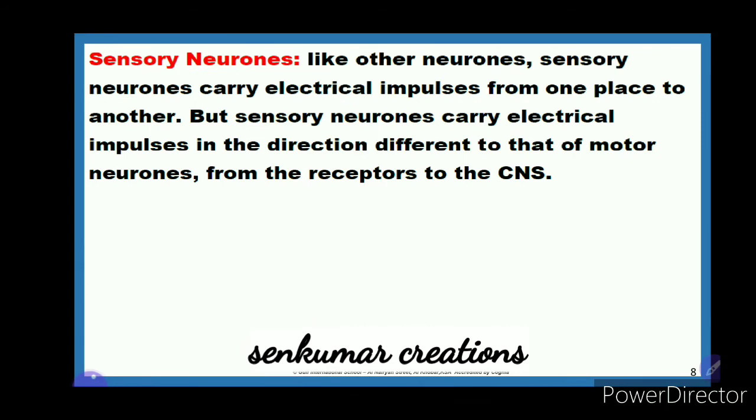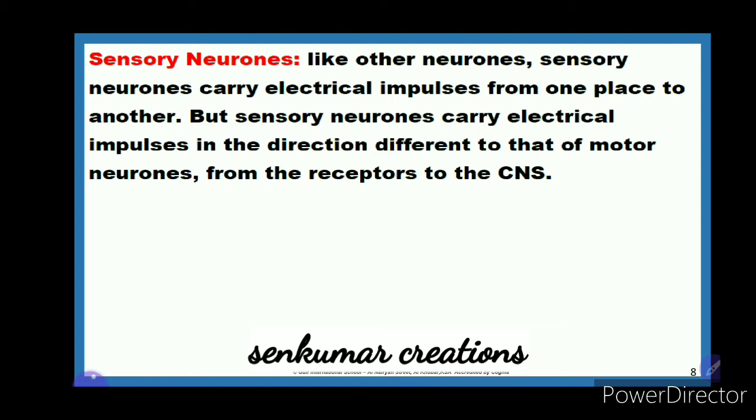Next we are going to see the second type, the sensory neurons. Like the motor neuron, sensory neurons also carry electrical impulses from one place to another. But sensory neurons carry electrical impulses in the direction different to that of motor neurons: from the receptor to the CNS. Don't forget. The motor neuron, we have seen, carries impulses from the central nervous system to the effectors. But the sensory neuron carries them from the sense organs or receptors to the CNS, or the brain. That is the main thing.